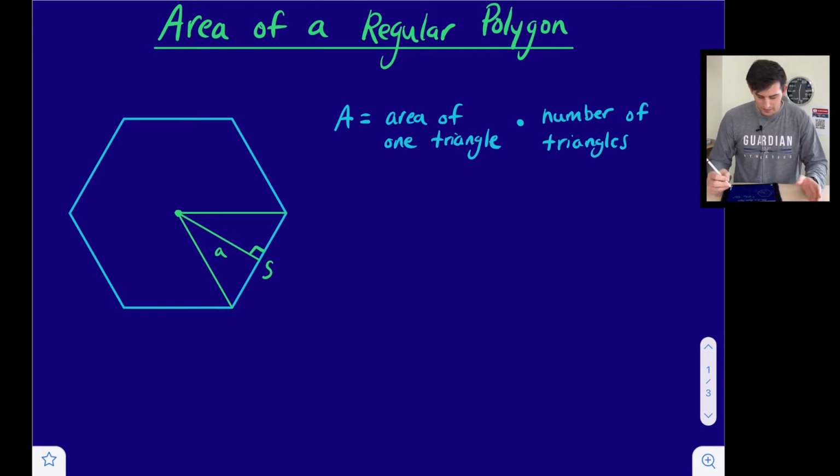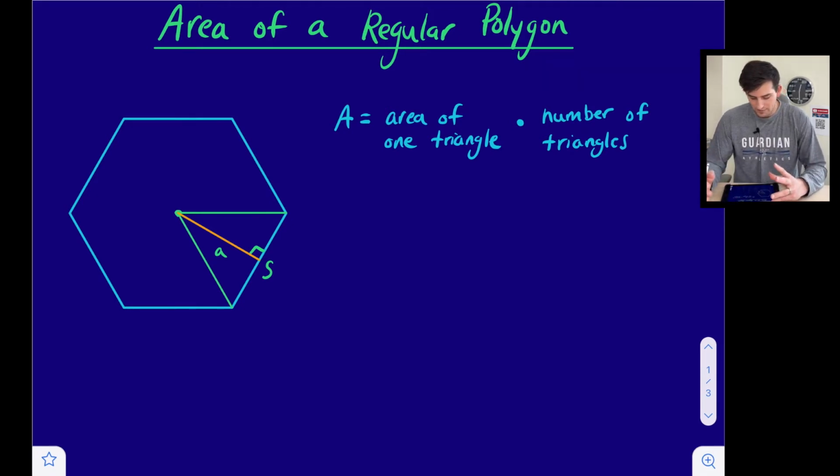Now the distance from our center to the edge of our hexagon, which we're labeling with A, is known as the apothem. We've done a previous video on what an apothem is, so I'll link that in the top right hand corner right now. So let's talk about how to find the area of a regular polygon.